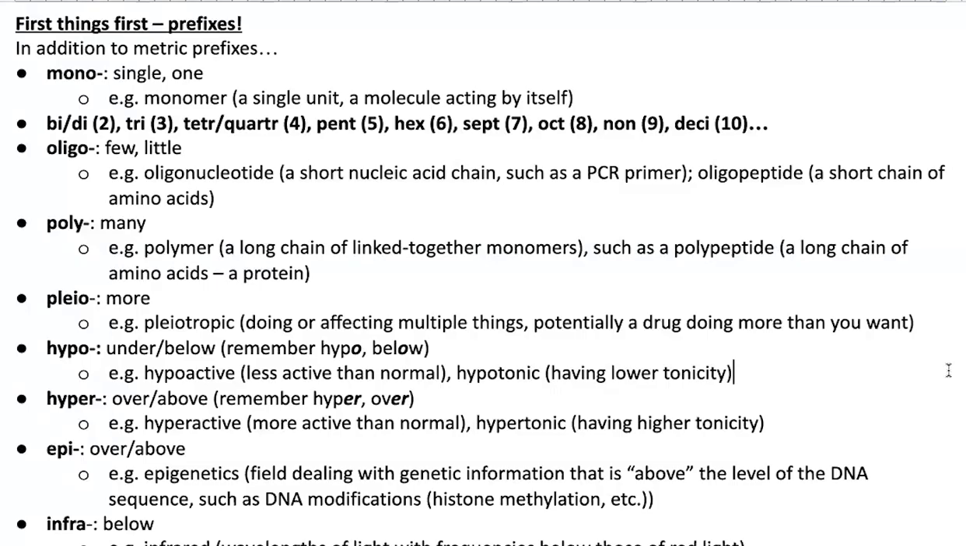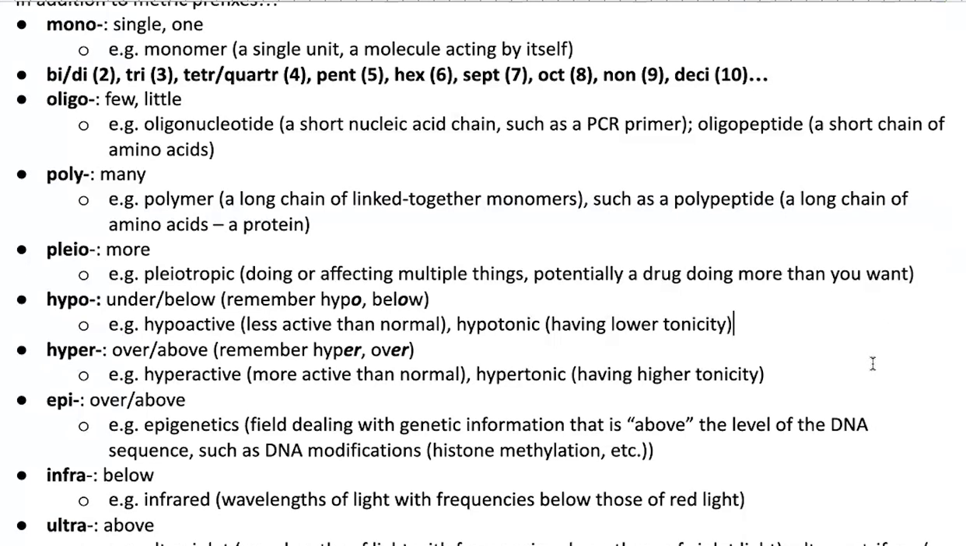You'll then see bi and di, which both mean two, tri, which is three, tetr, four, pent, hex, sept, oct, non, deci. So you'll definitely want to know those. And then we have those words that, rather than a specific number, refer to a little of something, some of something, a lot of something. And so oligo means few or little.